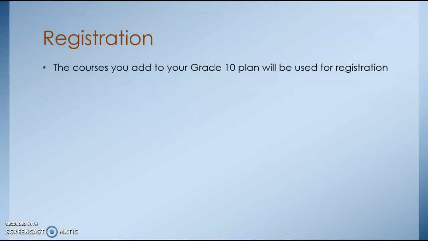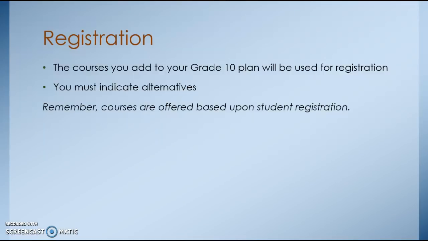Remember that your academic planner and registration are linked. The courses you add to your grade 10 plan will be used for registration. Remember, you must indicate alternates. Courses are offered based upon student registration. If you sign up for an elective that only has 5 students registered for it, it will not run, and we will use your alternates.